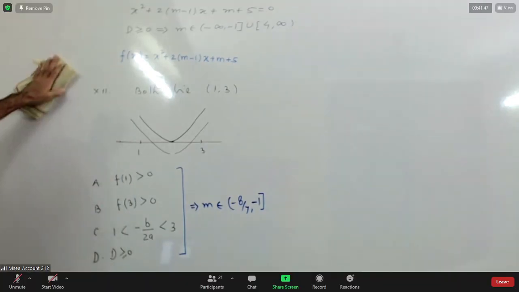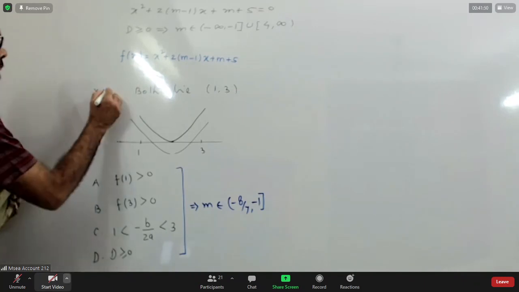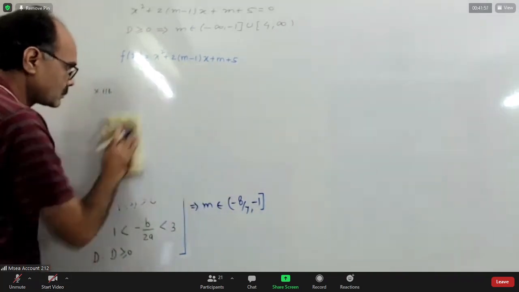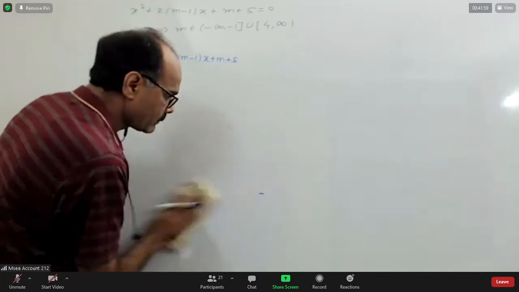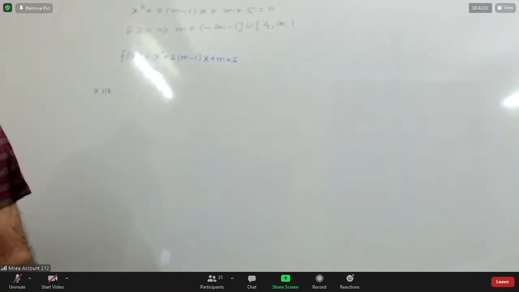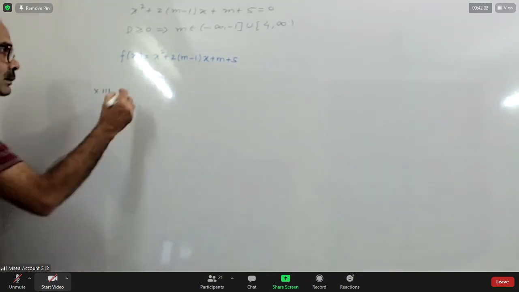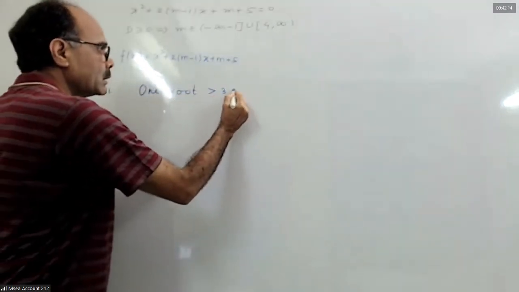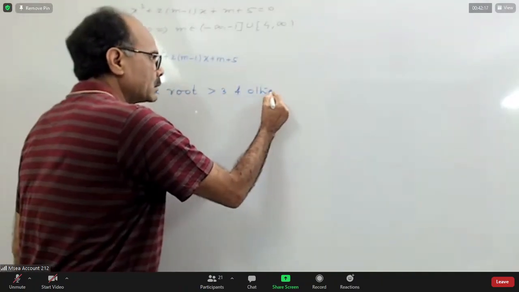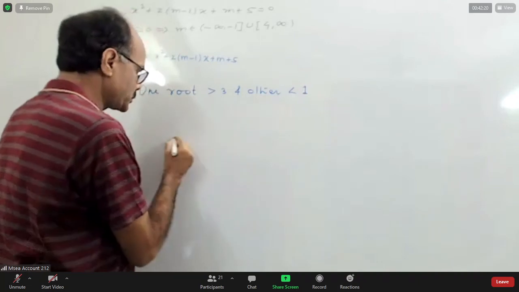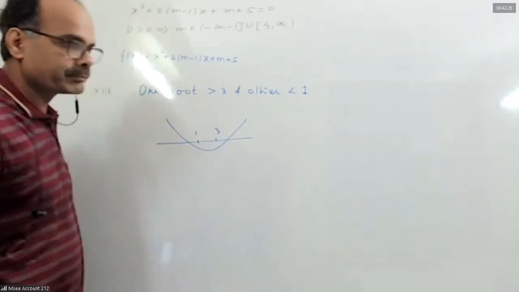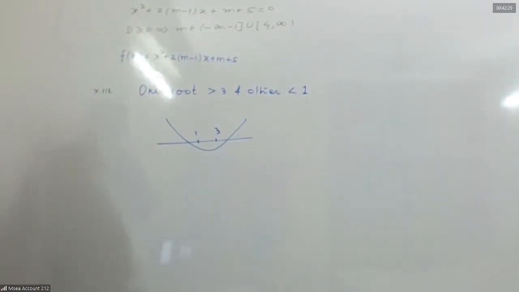Last bit. What is last bit? One root is greater than 3, and the other is less than 1. First you plot the graph. One root greater than 3, and the other less than 1. So what should be the graph? Here 1, here 3. What condition we need to impose?